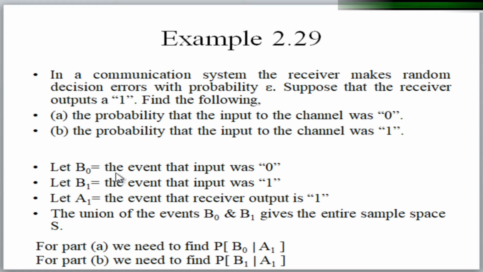So let B0 be the event that the input was 0 and B1 be the event that the input was 1. Let A1 be the event that the receiver output is 1. We have received 1. So the union of the events B0 and B1 gives the entire sample space. For part A, we need to find the probability that the input was 0 given that we have received 1, and for part B, we have to find the probability of 1 given that we have received 1 as well.